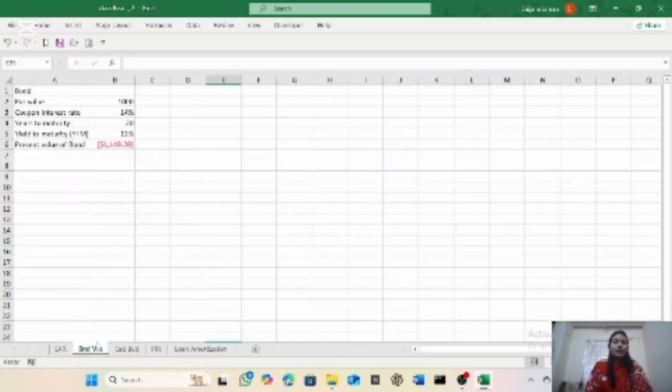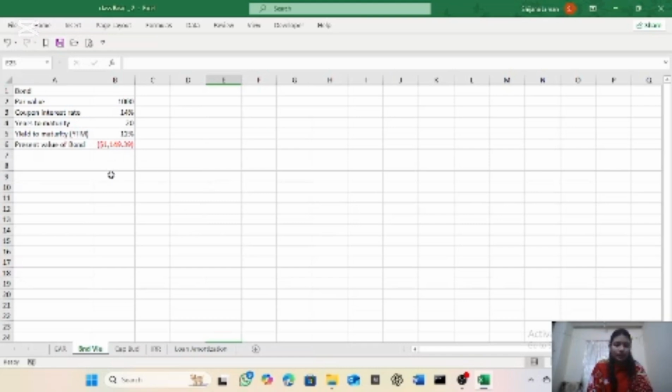Now we are calculating bond valuation. Here par value means future value 1000, coupon interest rate 14%, years to maturity 20, yield to maturity 12%. So we have to calculate present value of bond valuation because here par value is included, that's why it means our future value is included, that's why we have to create bond value of present value.